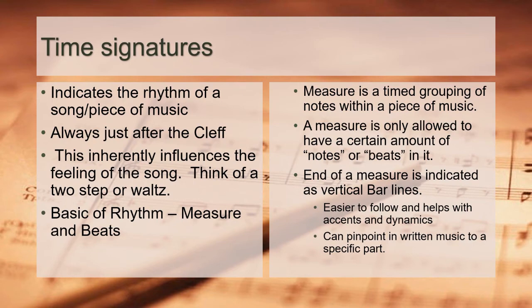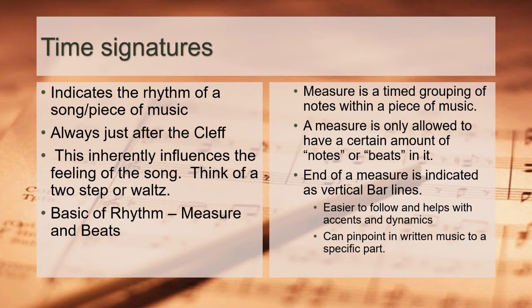Okay, and then to explain this to you a little bit further, I'm going to go into the 2 basics of rhythm, which is called the measure and the beat. So a measure is a timed grouping of notes within a piece of music. Now, how do I do this? This is exactly what I tried to explain earlier with the waltz and rock.